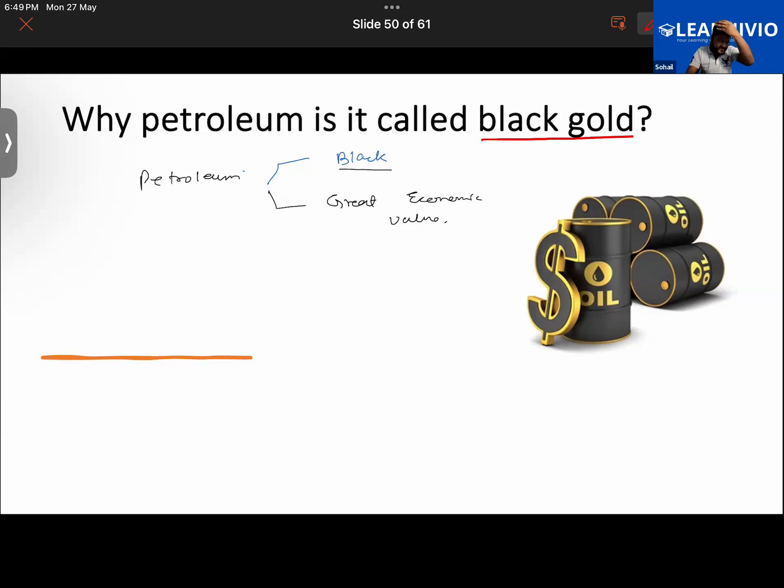When petroleum or crude oil is extracted from the land, it is black in color, and we call it gold because gold is an expensive thing. So we compare it with gold because it also has a very good economic value. You guys getting it or not? Yes, sir. Is it clear now? Yes, sir. Good.